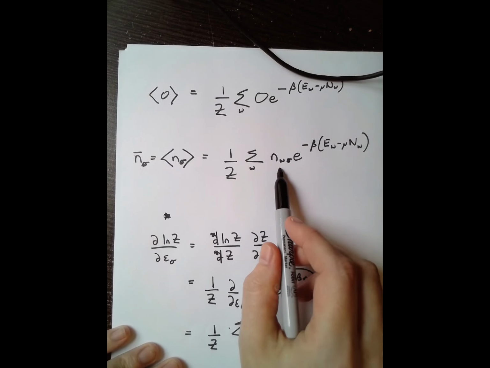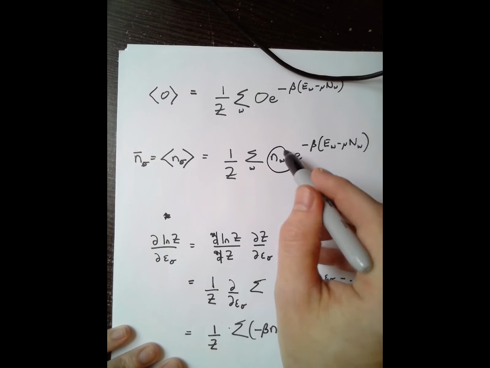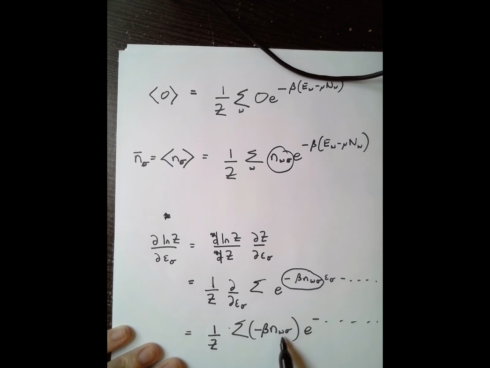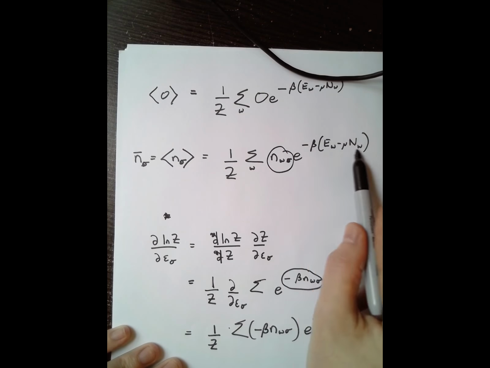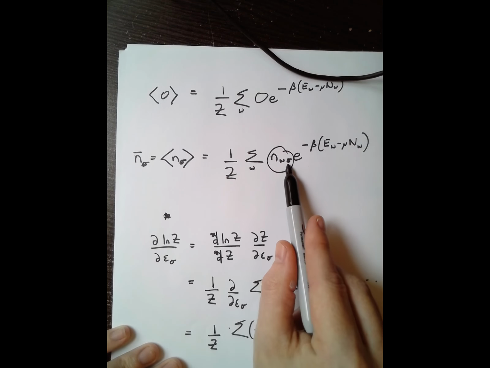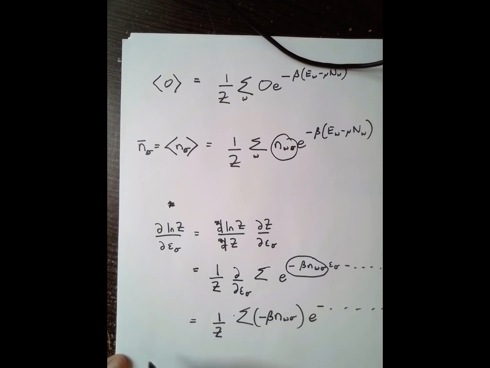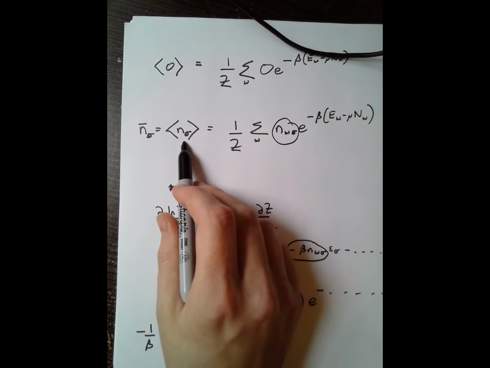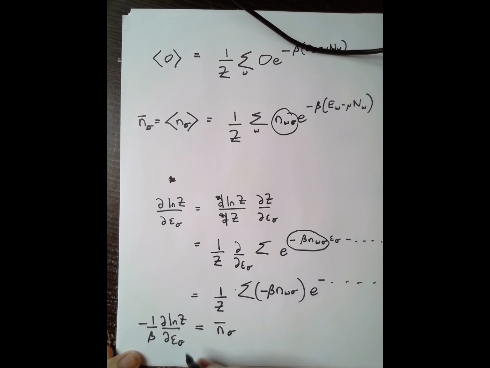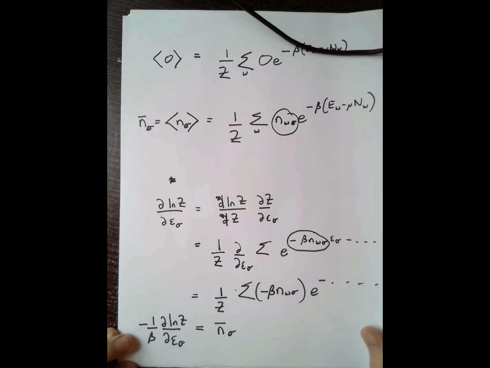What we want is just n_sigma out front here. We've got 1 over z, we've got n_sigma, we've got e to the minus, and so on, which is this thing here. To get rid of this, we just need to divide by minus 1 over beta. So we want minus 1 over beta d log z by d epsilon sigma, and that is going to give us the distribution function n bar sigma, the average value of n for a particular state.